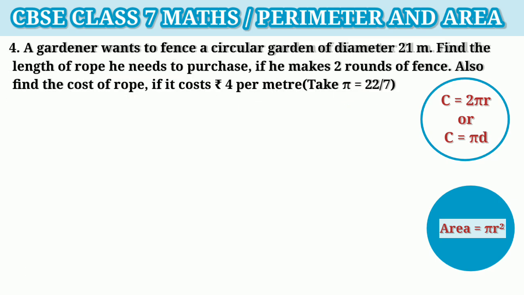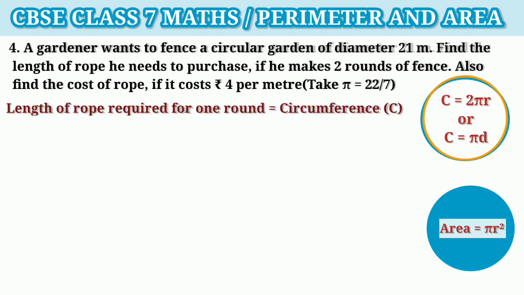Now read the fourth question. A gardener wants to fence a circular garden of diameter 21 meter. Find the length of rope he needs to purchase if he makes 2 rounds of fence. Also find the cost of rope if it costs rupees 4 per meter. Take pi equals 22 by 7. Since the gardener wants to fence a circular garden, we have to find its circumference, and the formula used will be C equals pi d because we are given the diameter. So we can use the C equals pi d formula.